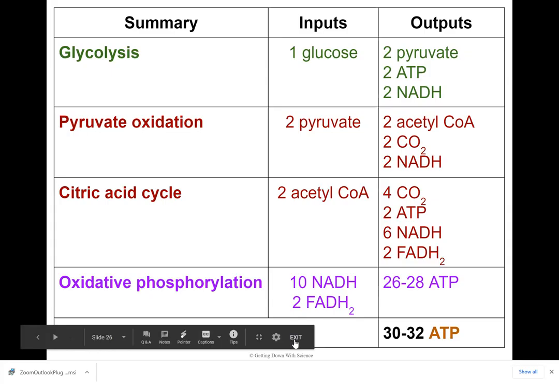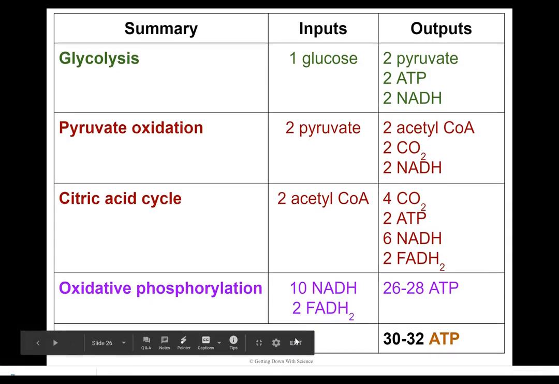So hopefully that helps you understand the steps for cellular respiration.